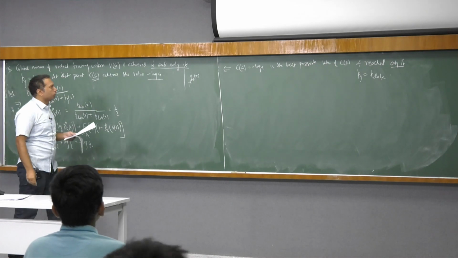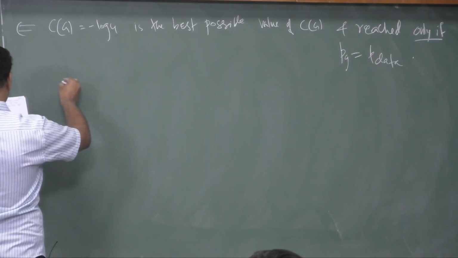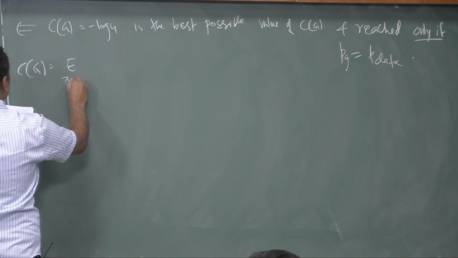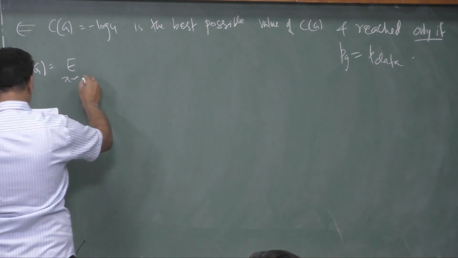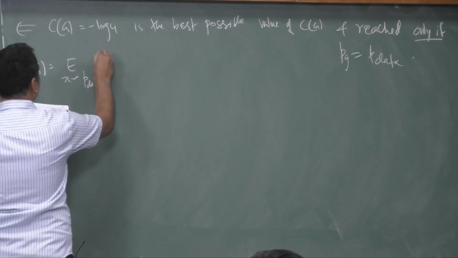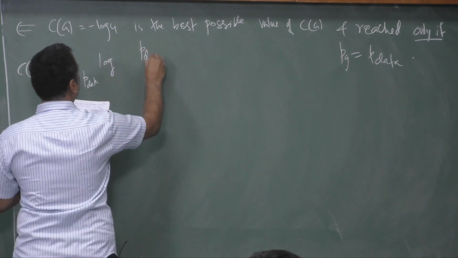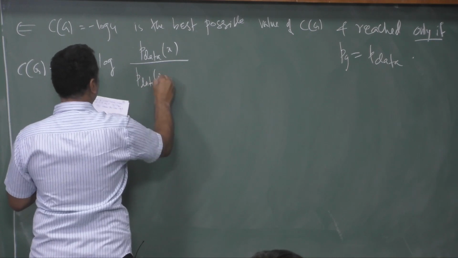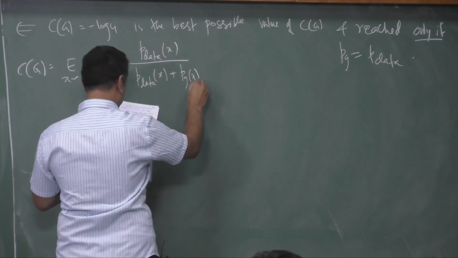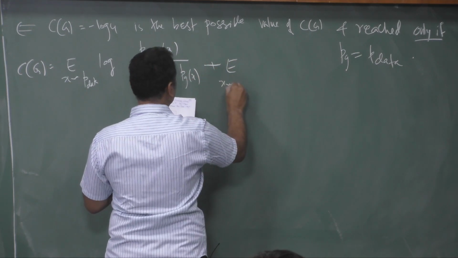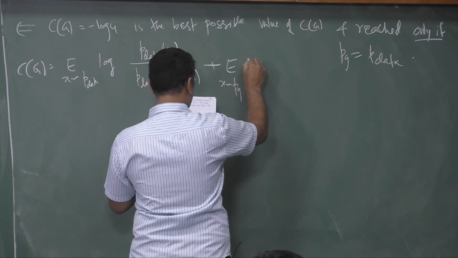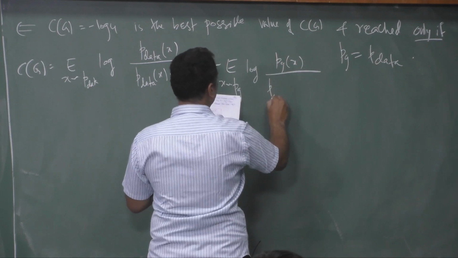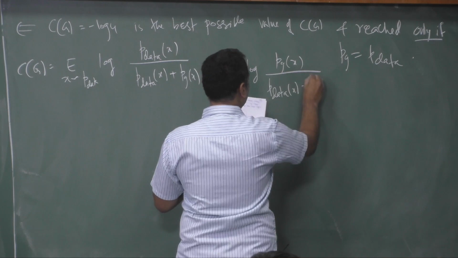Now let us look into CG. Because we have to prove that this is the max it can reach. So let us first write down CG, which was expectation of x from P data of log of P data x by P data x plus PG x, plus expectation of x from PG of log of PG x by P data x plus PG x.